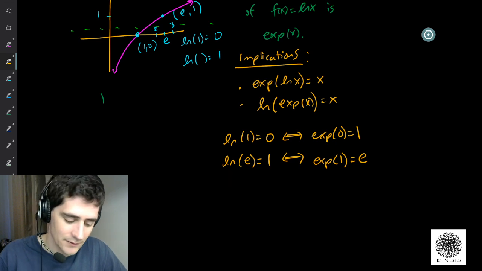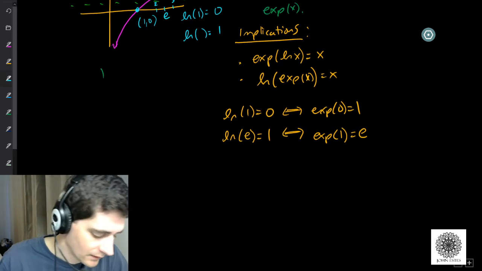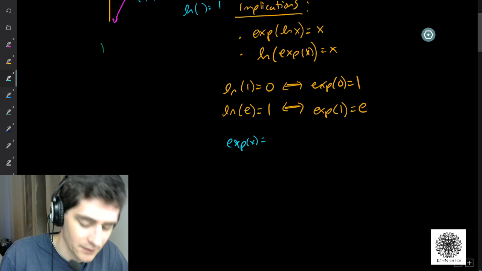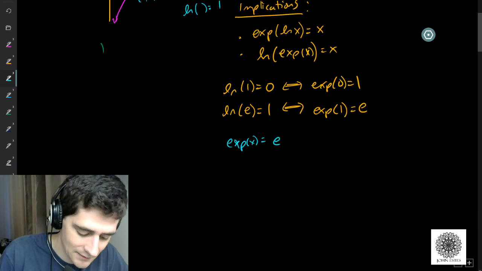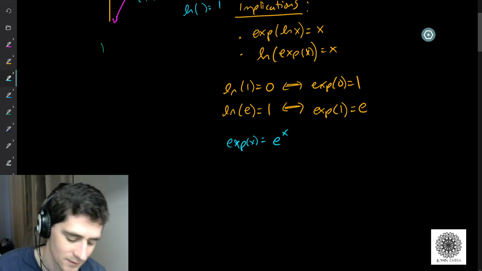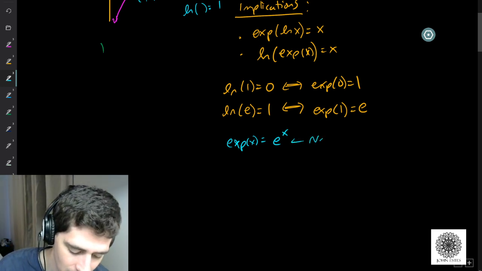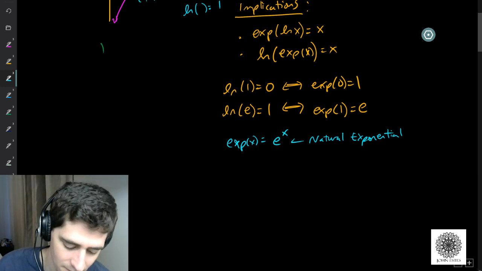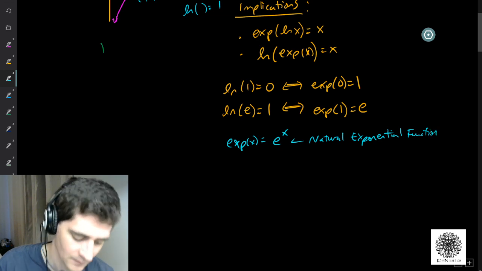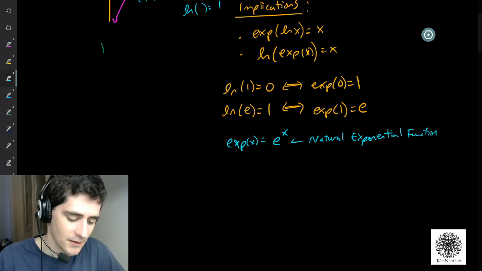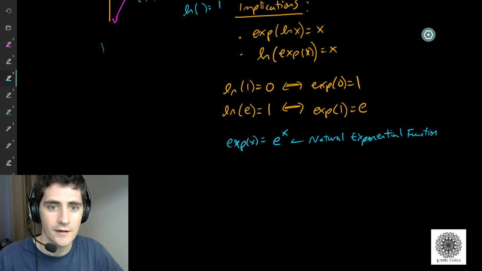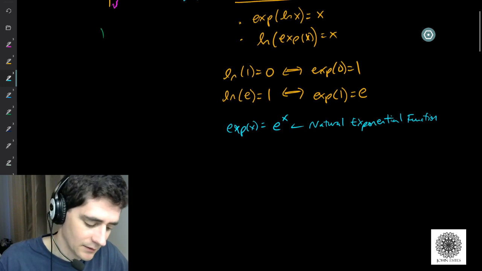Now, this exp is actually something that we already knew. It's not a new function. It's e to the x power. That's why we call this the natural exponential function. It is the inverse function of ln x, which is kind of neat. This means a lot of things, and we're going to spend some time looking at e to the x power and how it and ln are related.